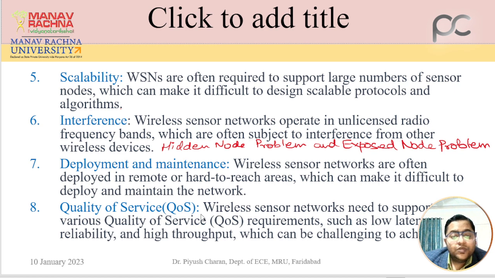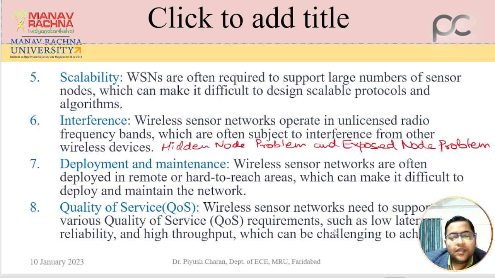Then the next issue is the quality of service. Wireless sensor networks need to support various quality of service requirements, such as low latency. So the delay should be as low as possible, and the data should reach the coordinator or the sink node as soon as possible, so that action can be taken. We cannot think of a situation where the nodes are sensing data, say, at 10 a.m., and the data reaches the sink node after 10 hours.